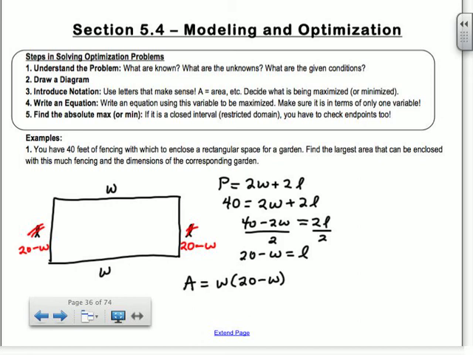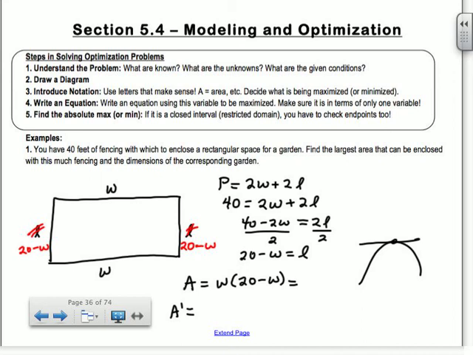So what do you think I need to do? I want to find the maximum area. So it's some kind of function. So how do I find the maximum of any function? Yeah, find when the derivative is equal to 0, right? So we're going to set the derivative equal to 0. So I'm going to do A prime equals.